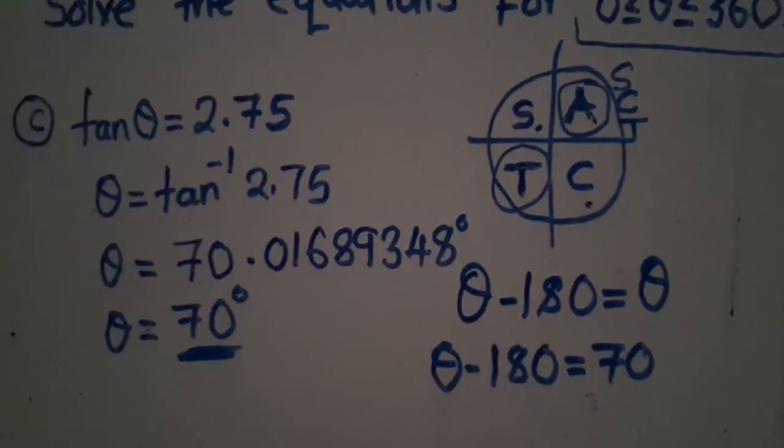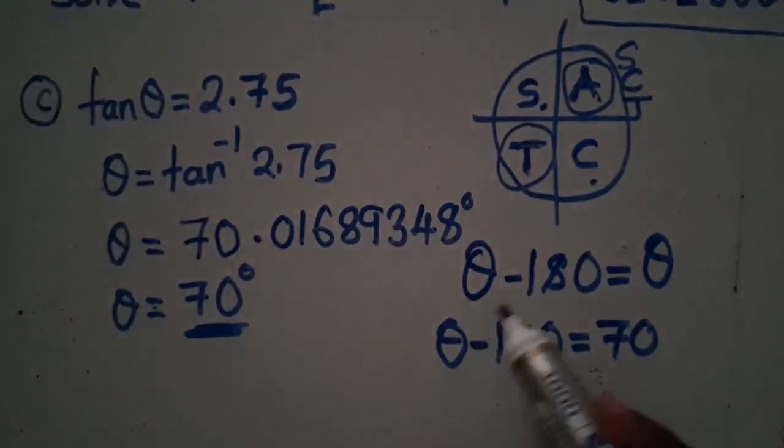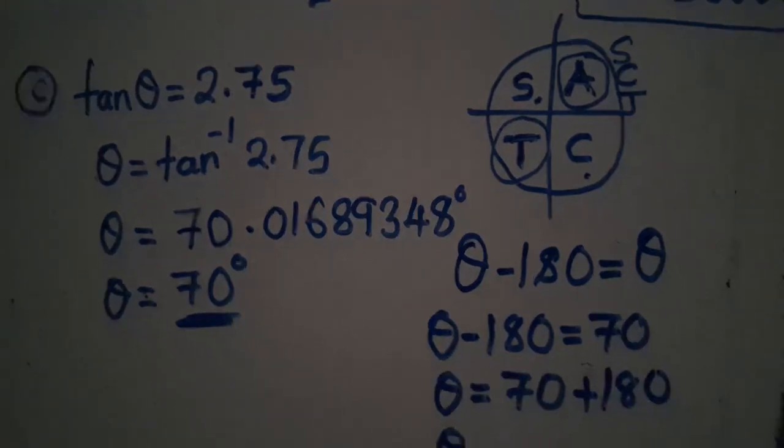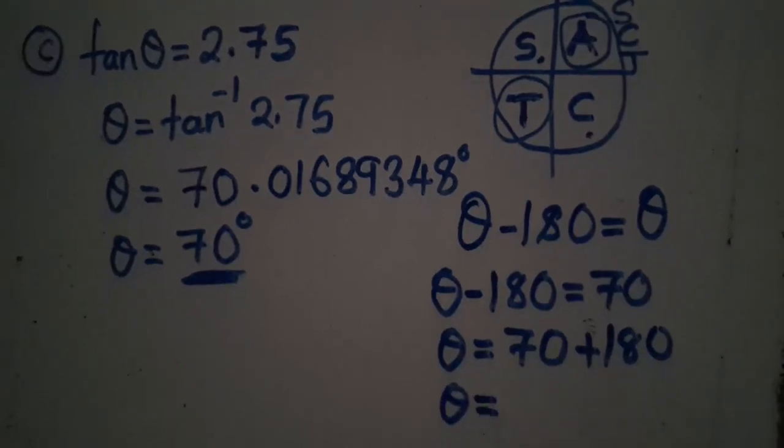So in this case, it is the 180 that will go that side. So theta is now equal to 70 plus 180. You know that when it goes that side, the sign will change. So what will be your final answer? 70 plus 180. What answer are we getting? 250. So I'm getting 250 degrees. This is the answer.